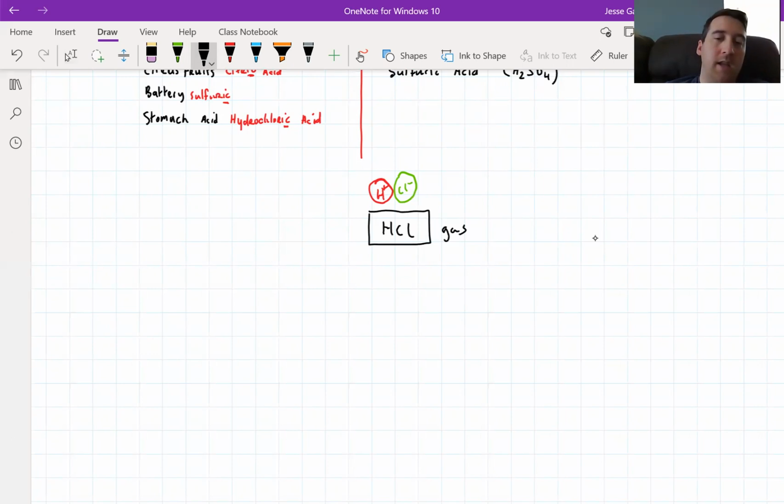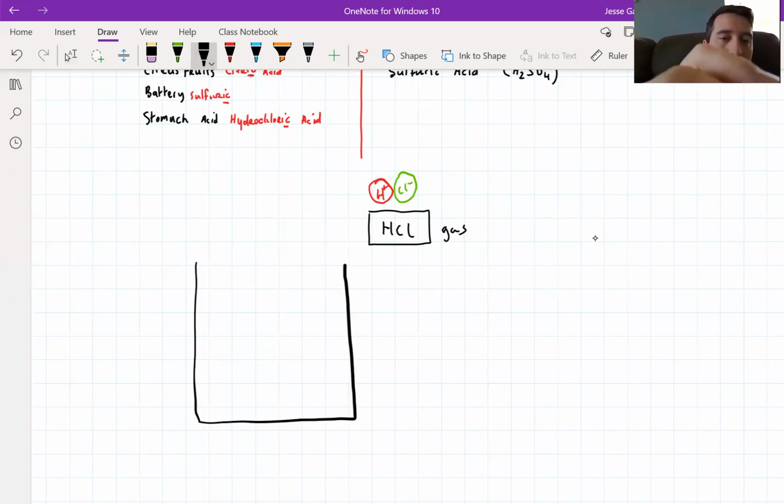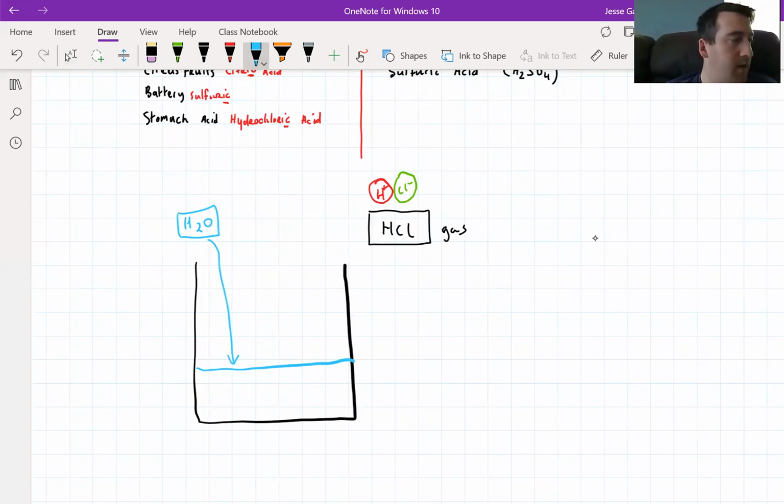Now, it turns out that if you take this gas, hydrogen chloride, and you bubble it through some water. So here I've got a beaker, and it contains H2O. So I've got water. I'm going to add my water to my beaker. And I'm going to take my hydrogen chloride and bubble it through some water so that it dissolves. I'm going to dissolve hydrogen chloride in the water.